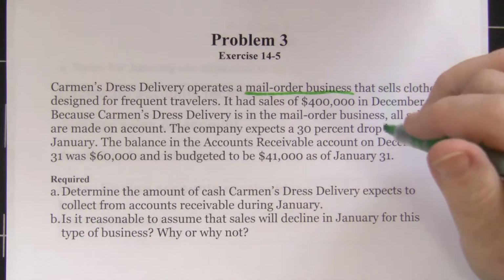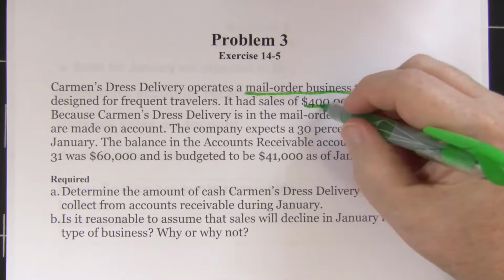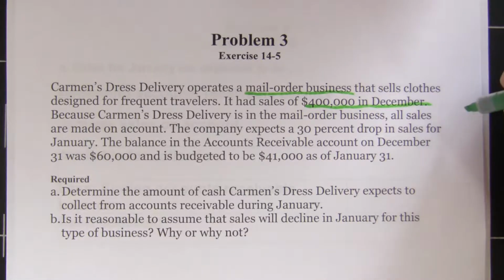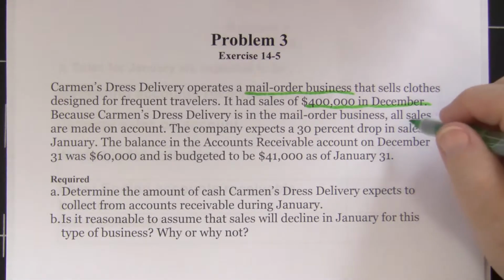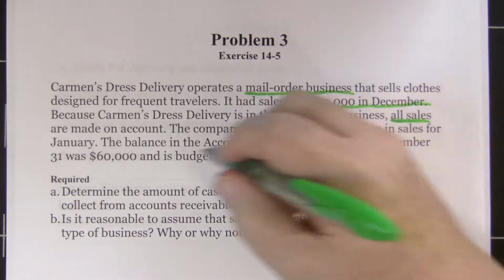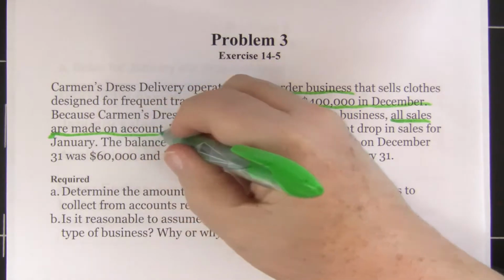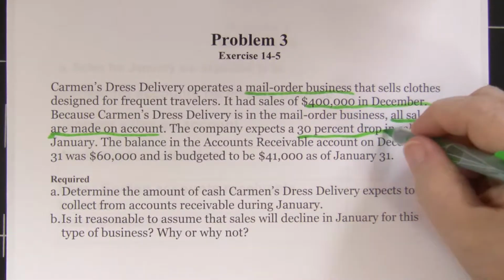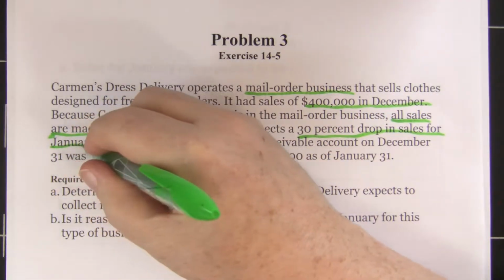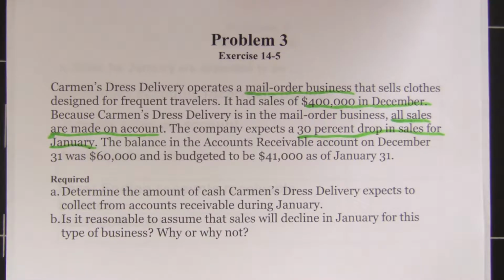Sells clothes, wonderful, it sells, fine. Had sales of $400,000 in December. Any retail business will sell more in December than any other time of the year. Because it's in the mail order business, all sales are on account. We knew that. The company expects a 30% drop in sales for January. I've had clients who have had 90% drops in January.